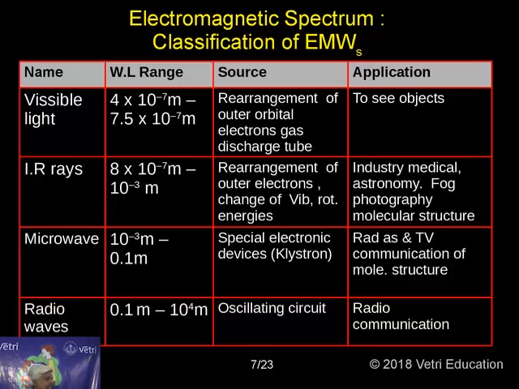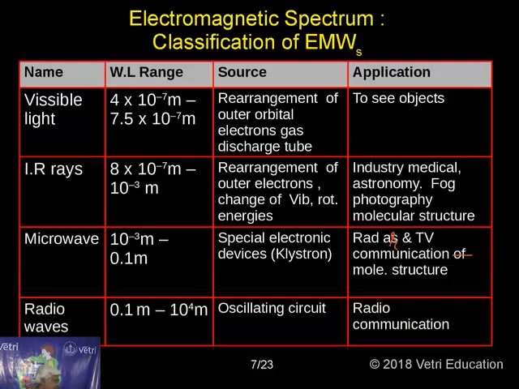Special electronic devices, klystron, magnetron. So many methods are there for the production of microwaves, such as the magnetron and the klystron. Microwaves are used in radar, in TV communication, and also in the study of molecular structure.